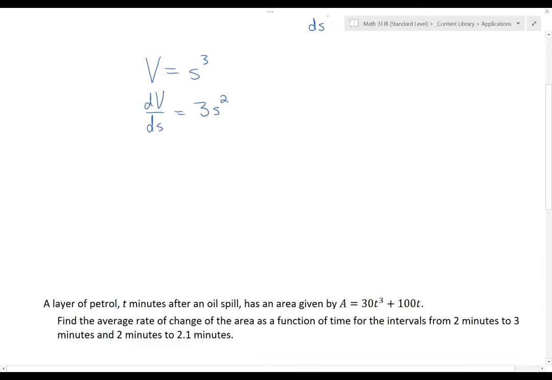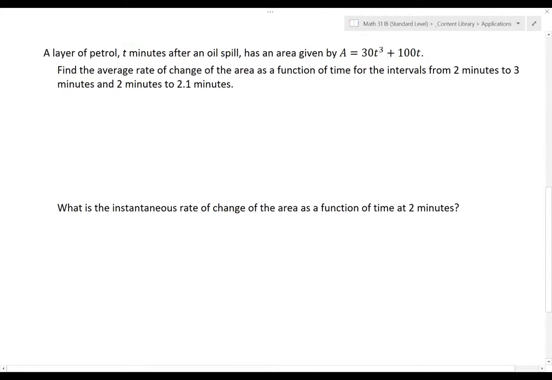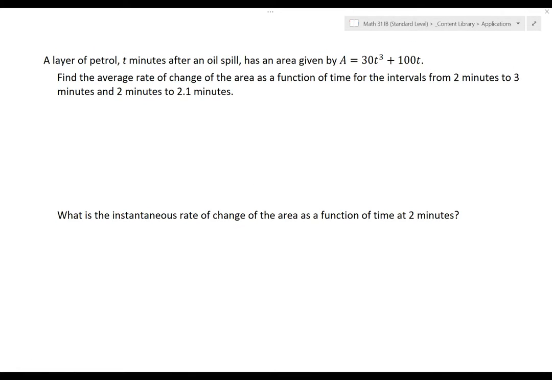There we go. All right, so let's say we have a formula that relates the surface area of a layer of an oil spill, given by the formula A equals 30t cubed plus 100t, with t in minutes. So for every minute after this oil spill, the area is given by this function. Now we want an average rate of change of the area as a function of time for the intervals from 2 minutes to 3 minutes and 2 minutes to 2.1 minutes.